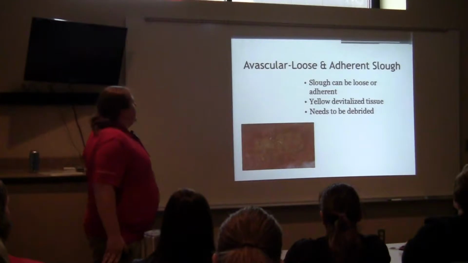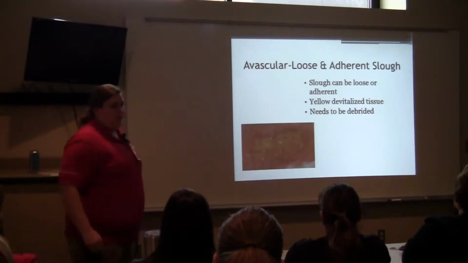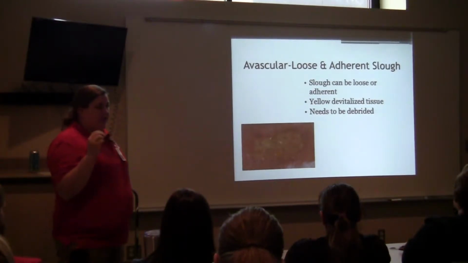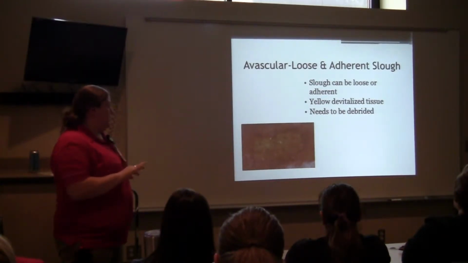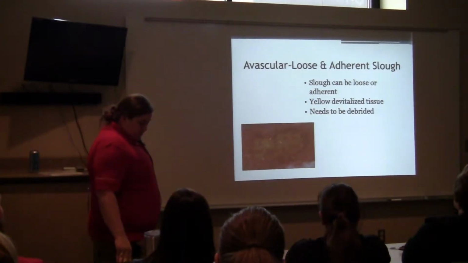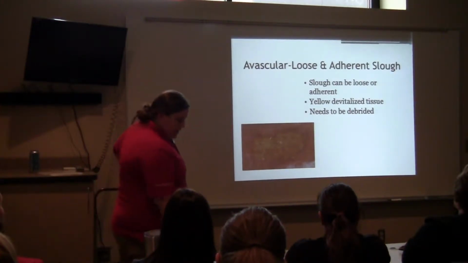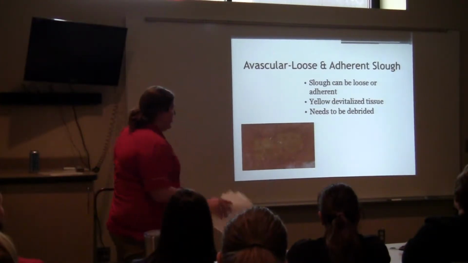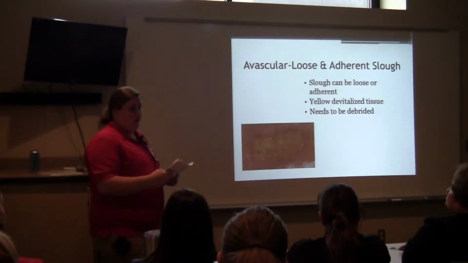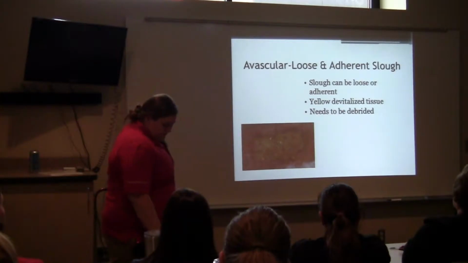This is the avascular slough, which you can't see that great, but it's usually yellow or white. It can be kind of slimy and loose, or it can be very adherent, looks like it's just a part of the wound. This also needs to be debrided. You can do that in multiple different ways, and we'll get into that later. But the easiest, most common way that we see a lot of times is a wet to dry or moist to dry dressing to pull some of that off.